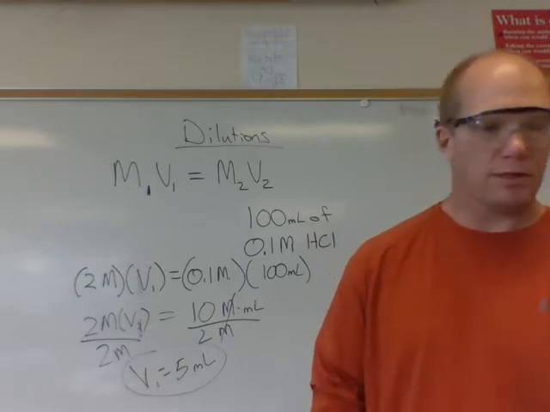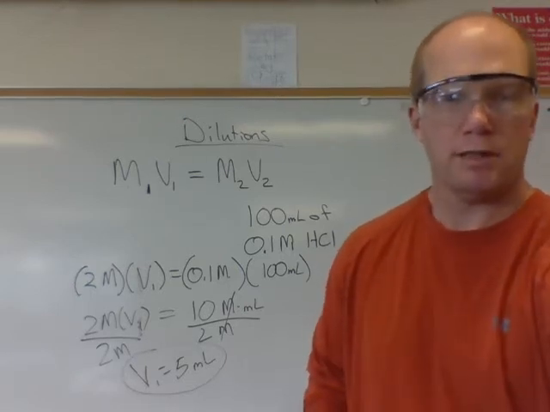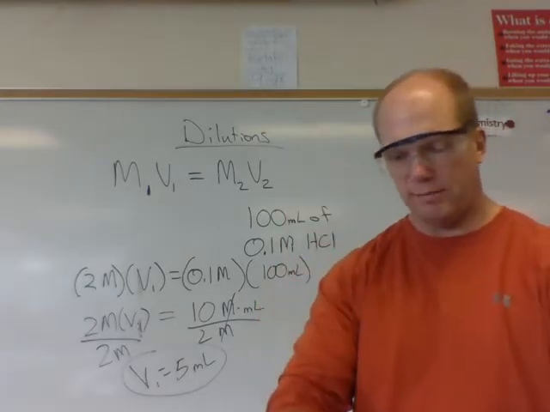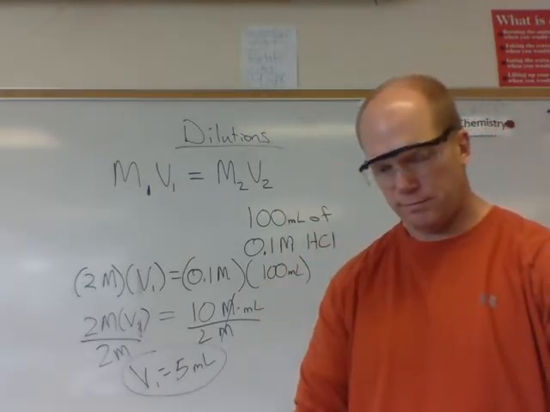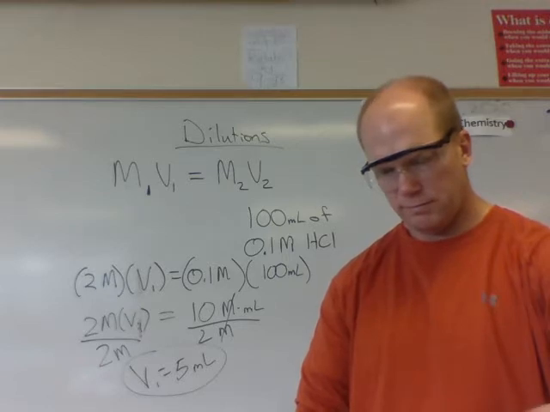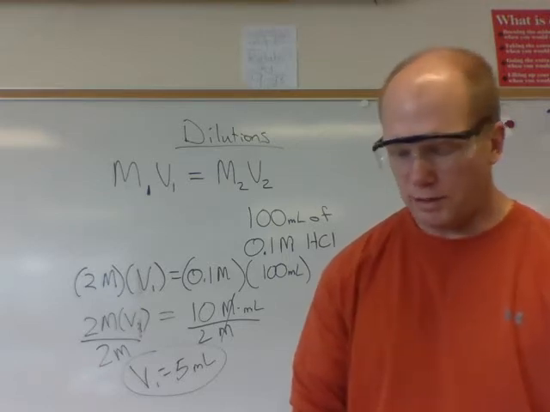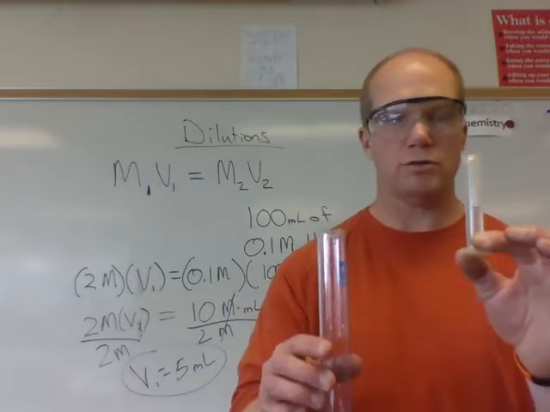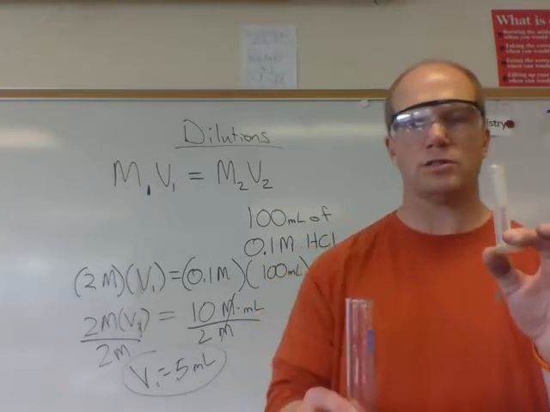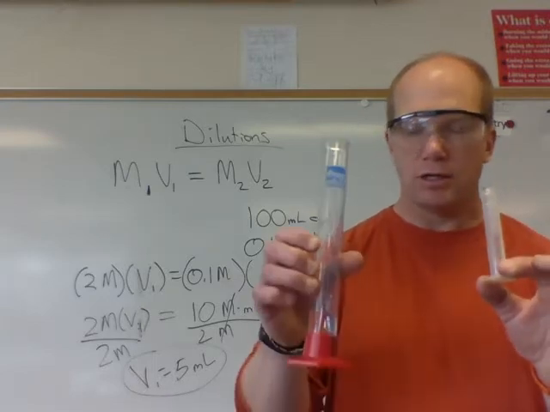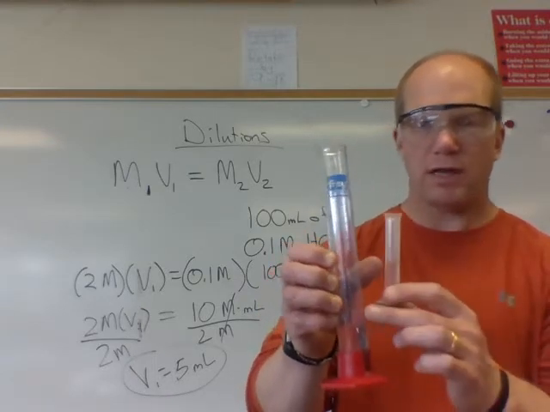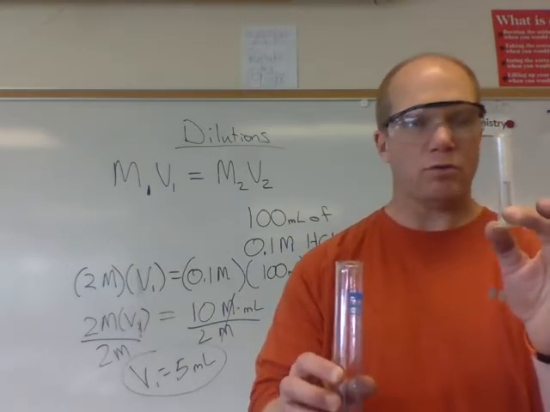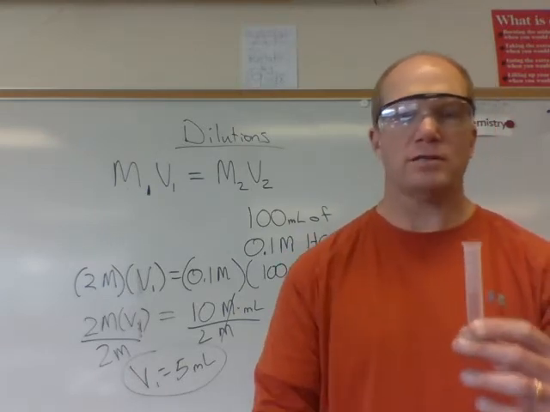So first thing I'm going to do is add some water to a graduated cylinder. Now I'm doing this because I want to take my 5 milliliters of acid, and I always want to add my higher concentration, especially acid, to the water. Now, if you notice, I haven't filled it up to 100 milliliters yet. I'll do that at the end, but I don't want to add water to my acid for 2 reasons.